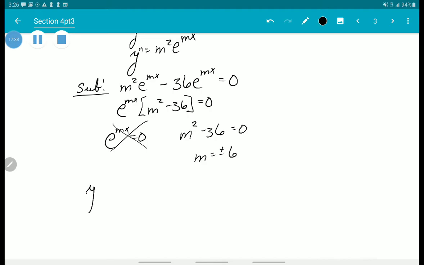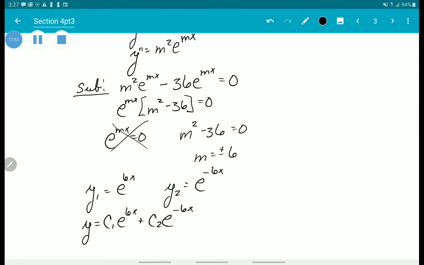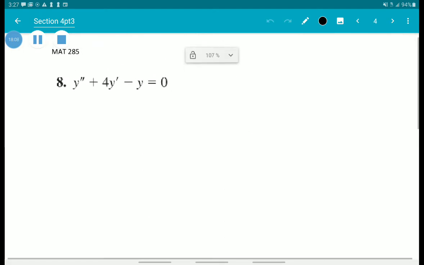So our first solution is going to be e to the 6x. And our second solution is going to be e to the negative 6x. Using that superposition principle, we can put those together to get that general solution. So there's our answer. Let's look at the next one.